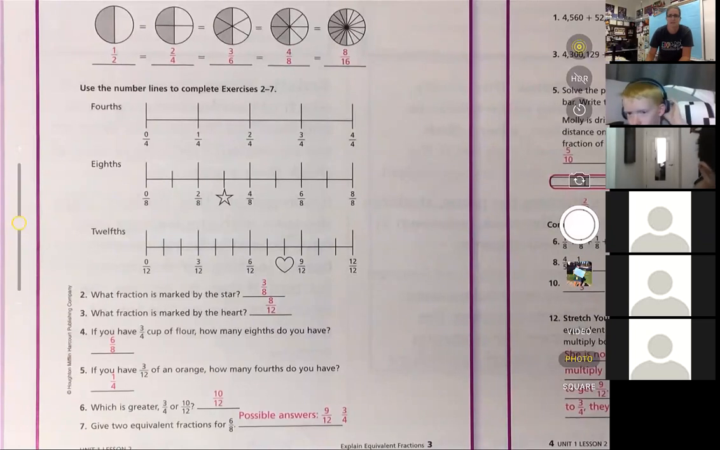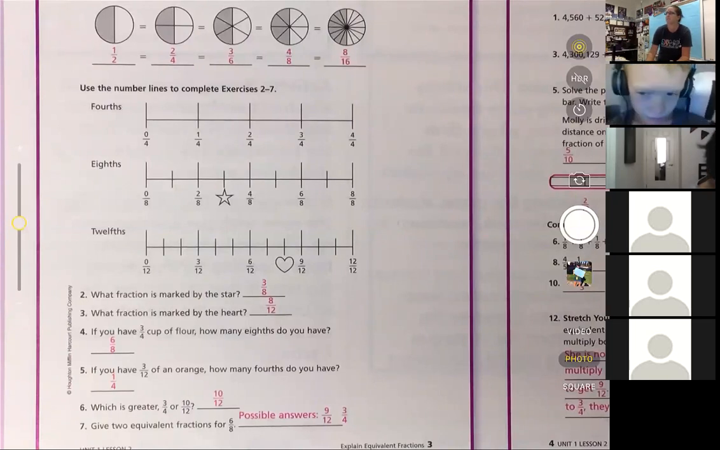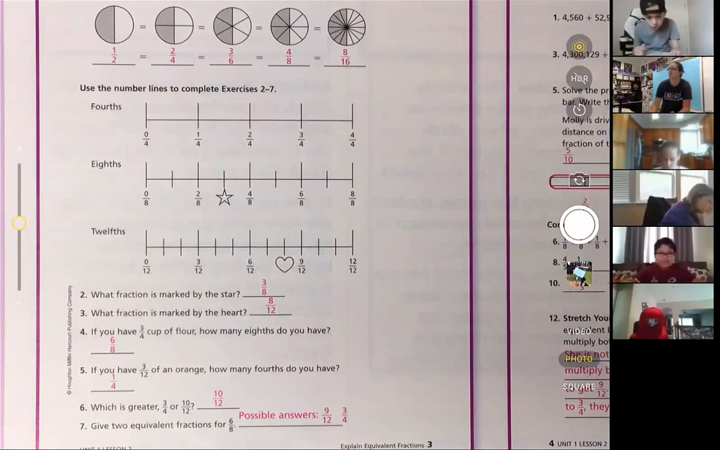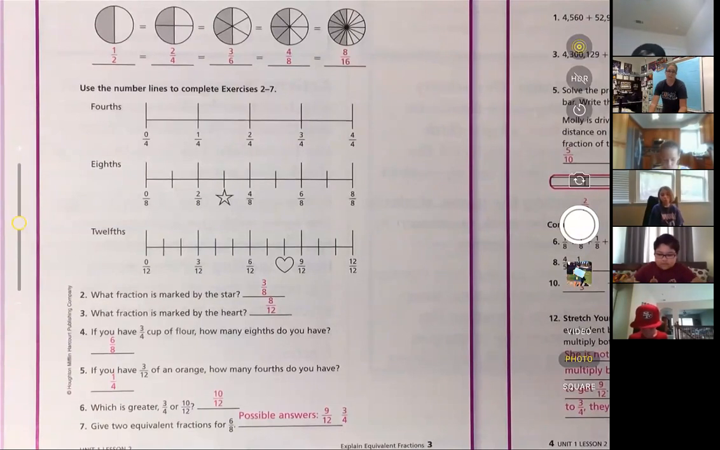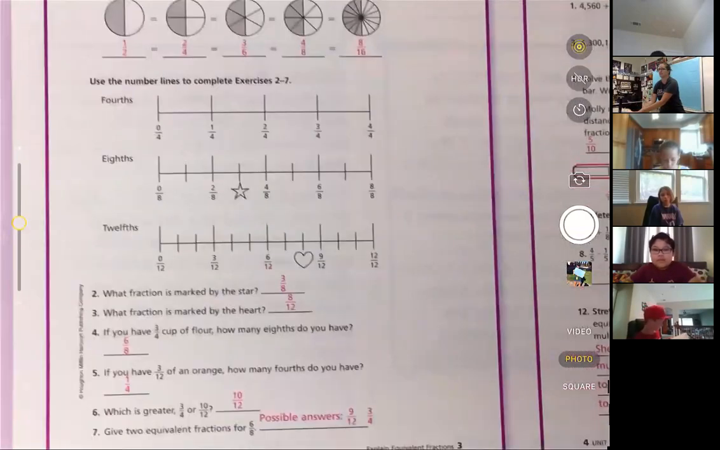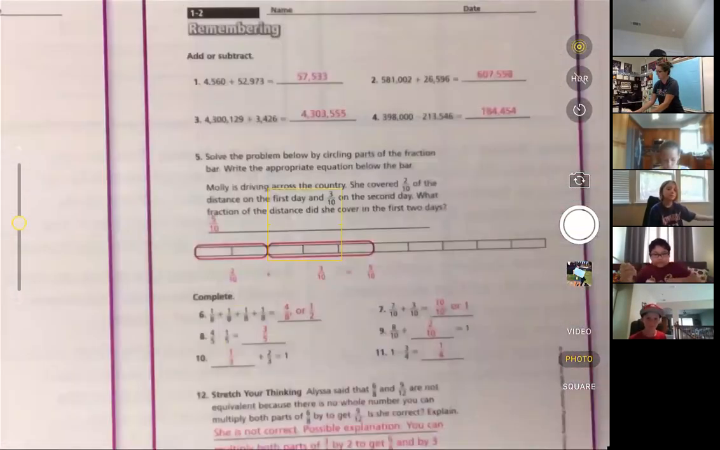Does anybody have any questions on this first page? Remember, I can't see all of you, so you can just unmute yourself if you have a question. If you don't have a question, just go ahead and keep yourself muted. Just unmute if you do have a question. Sounds like we're good though, so let's take a look at the review side.